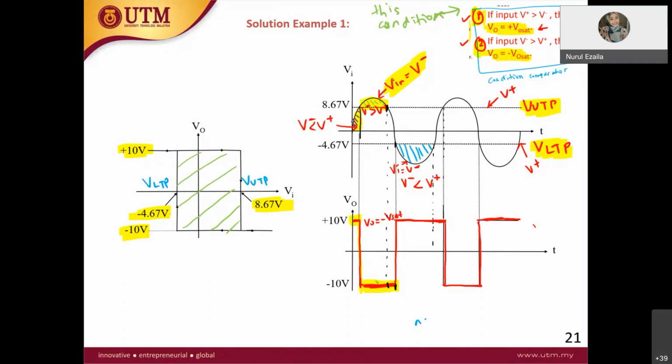All right. So that's it for the Schmitt trigger output waveform. So this is the transfer characteristic curve. Don't mix up with it. So this is the transfer characteristic. So this is the output waveform.